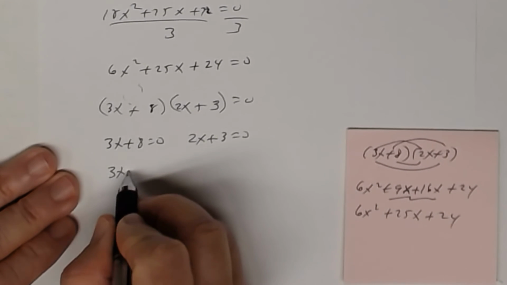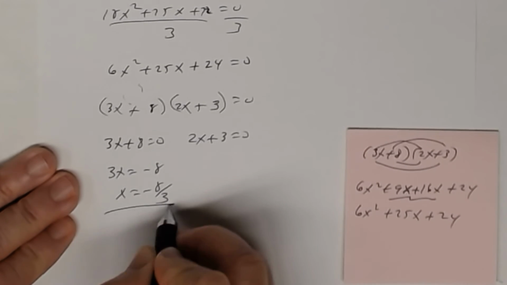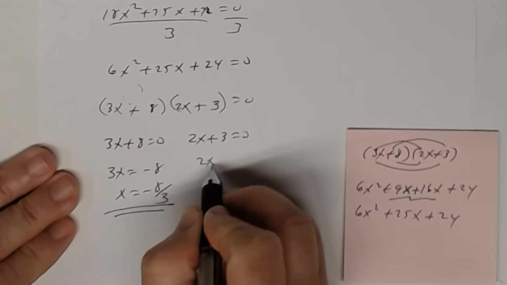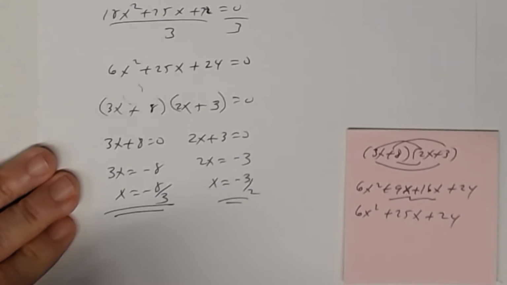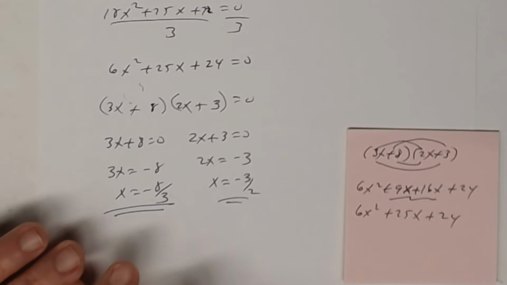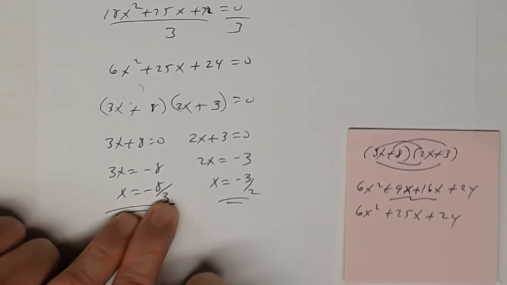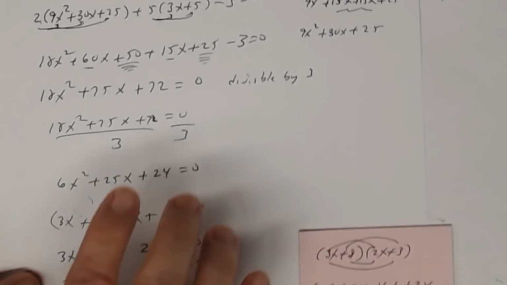So I get 3x equals negative 8. So x is negative 8 thirds. Okay, over here, 2x equals negative 3. So x equals negative 3 halves. And I want you to notice, let's see. All right, so I want you to notice something here. So you see how I got x to be negative 8 thirds and x to be negative 3 halves, right? Okay, so those are the solutions to those.